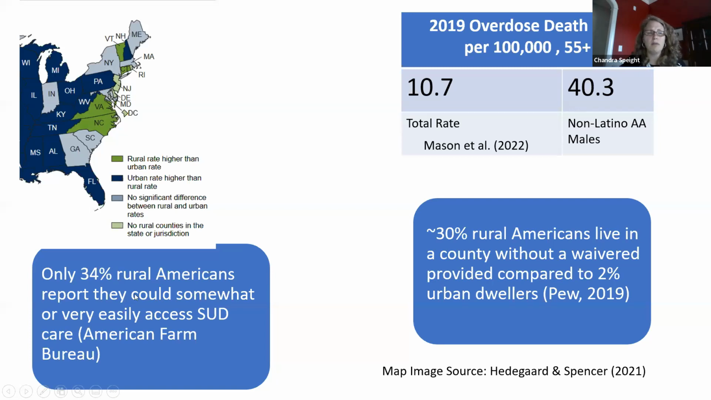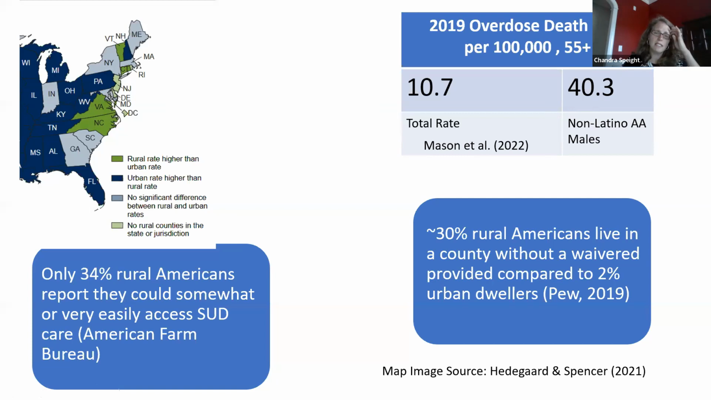So here's a couple of statistics to show you a few of the disparities that we found. A recent study, Mason et al. 2022, looked at overdose death rates per 100,000 among those 55 and older. The total rate was just over 10 per 100,000. But among non-Latino African-American males, the rate was 4 times as much, 40.